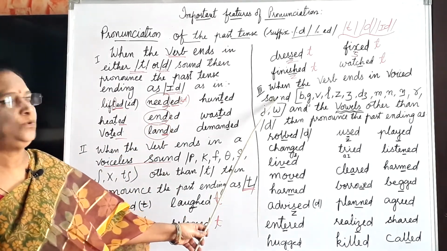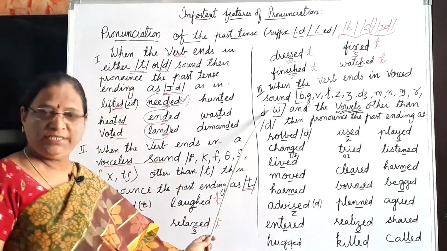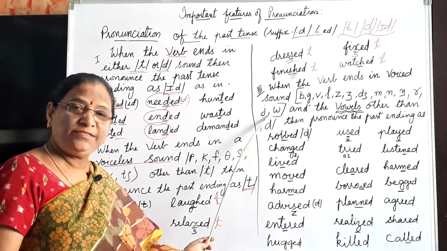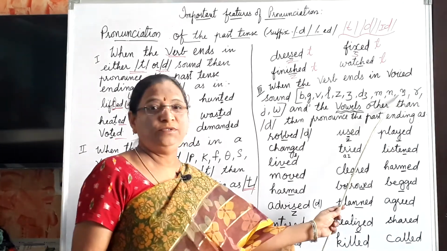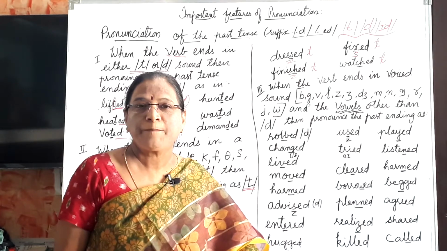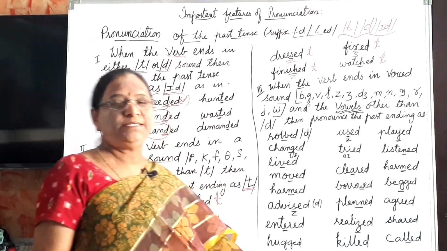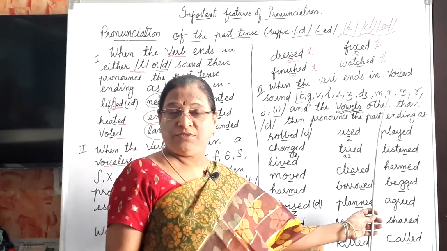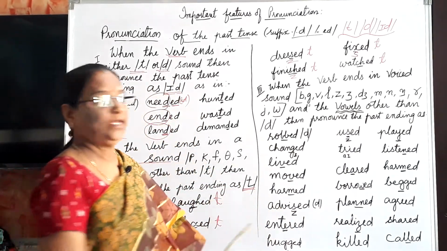Understand? Now next, third rule, when the verb ends in voiced sound. Actually, these are the voiced sounds in consonants. Along with these voiced consonants, we have to focus on the vowels also. Not only the word ends with these sounds, but also all the vowels. All the pure vowels are voiced and all the diphthongs are also voiced. So, all the pure vowels, all the diphthongs and these voiced consonant sounds, they pronounce the past tense as D sound. Okay, they take D sound.